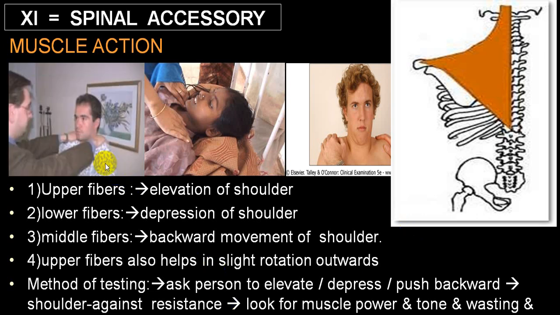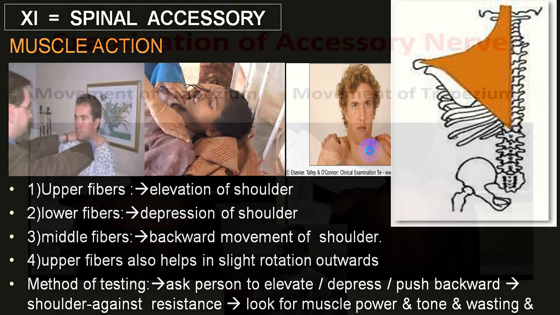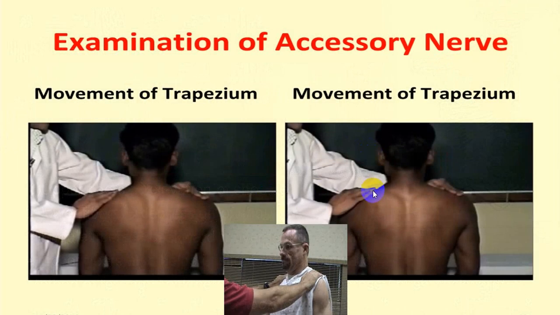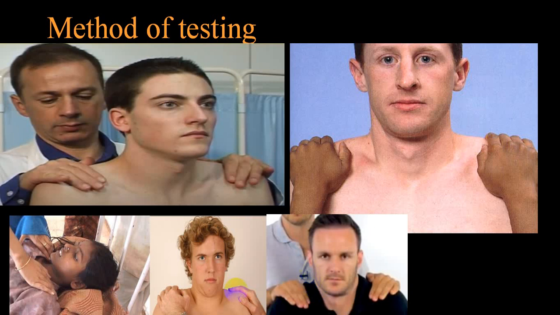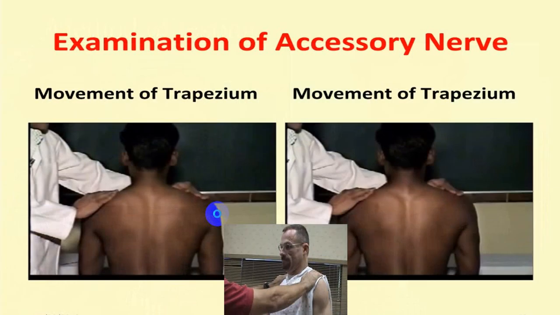Here you are testing for the upper fibers. These are all for upper fibers. Here you can see these are for upper fibers, asking the person to lift the shoulder up. Either you stand behind the person or you stand in front of the person and do it. Best is by standing behind the person. That is a better way. Or you can do it even by standing in front.